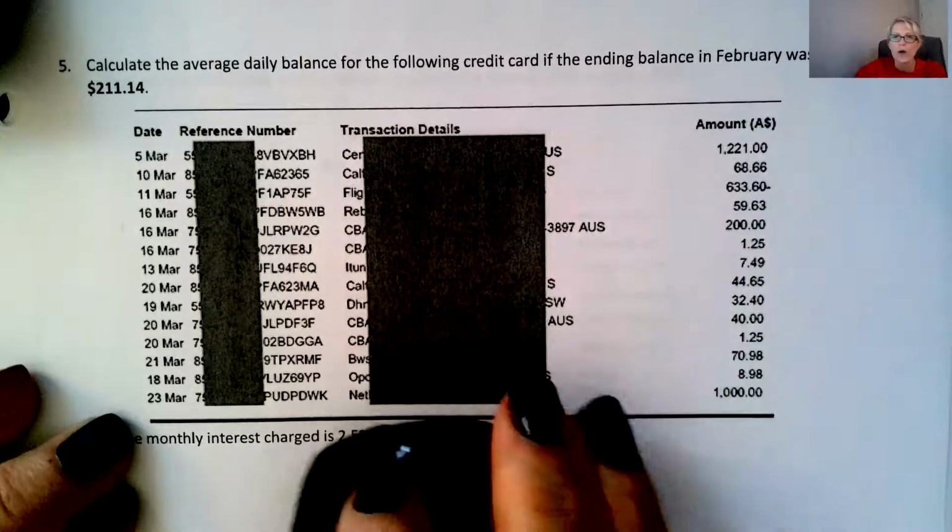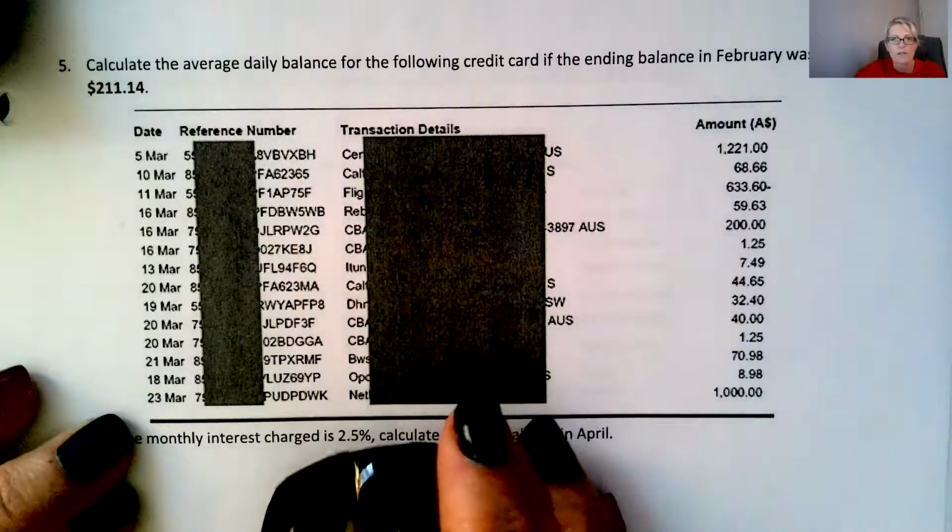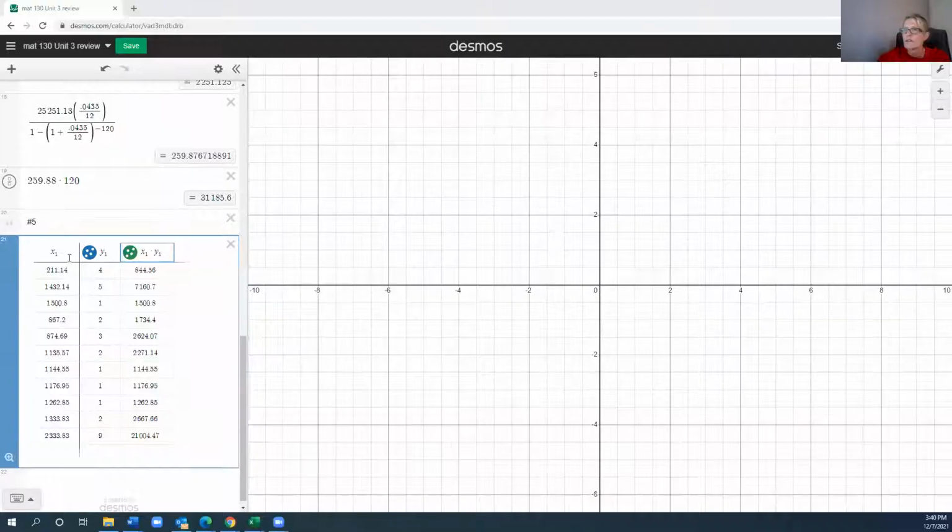So I'm going to show you how I put mine into Desmos here. So in Desmos, in the first column, I went through and found my daily balance as I made a purchase. This first one here was my first 4 days from the last month. Then I made a purchase. And then I made another small purchase, and then I made that big payment. And so now my balance is $867.20.